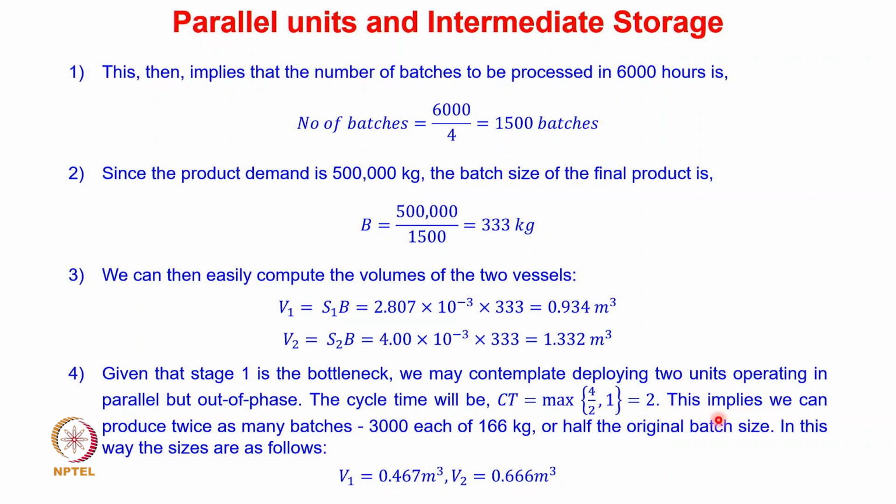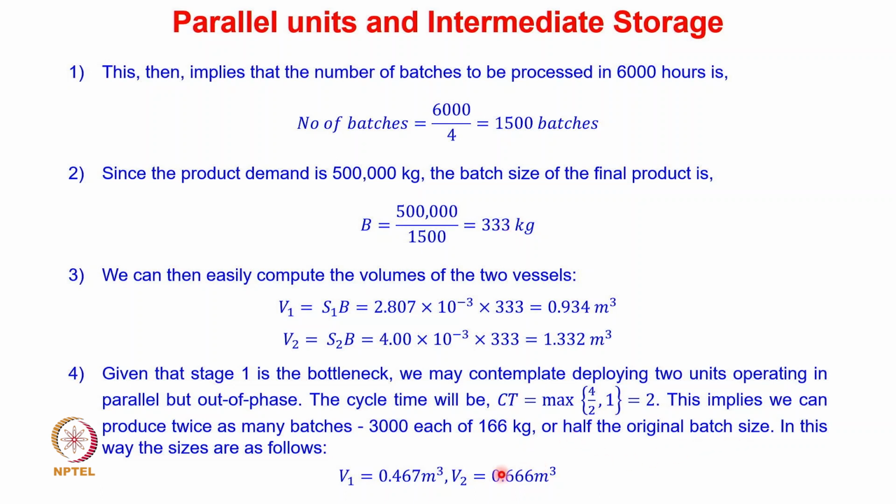This implies that we can produce twice as many batches, so we can reduce the batch size for unit 1. We can have 3,000 batches, or we can reduce the batch size to 166, which will be half of that.